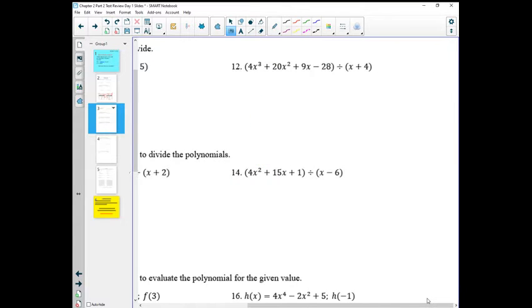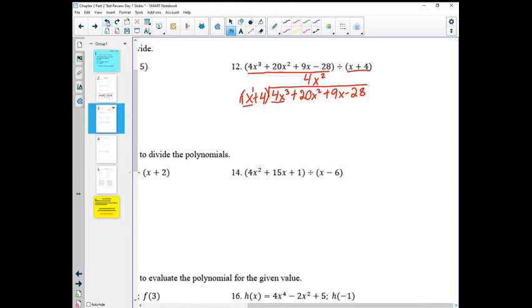On question 12, I'm going to do the same thing. We're not missing any terms inside of this first polynomial. So I'm just going to write it out as it's written. 4x cubed plus 20x squared plus 9x minus 28 divided by x plus 4. First, we're going to divide the front two values. 4 divided by 1 is 4. X cubed divided by x to the first, subtracting those exponents, 3 minus 1 makes 2.